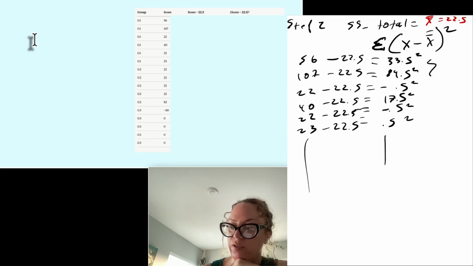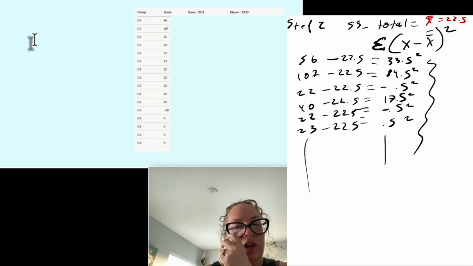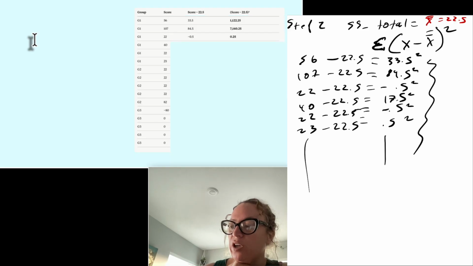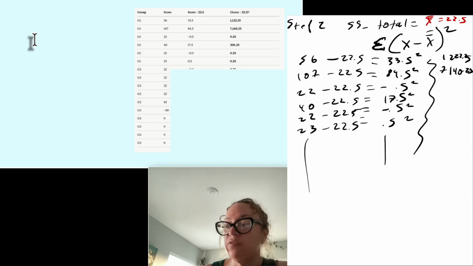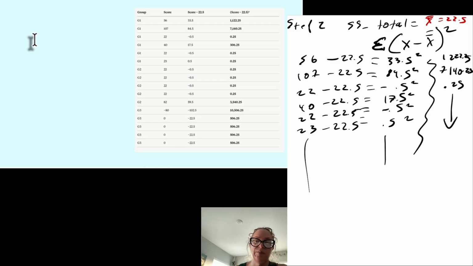Okay. I pretend those are equal signs because I'm tired of drawing them out. So the squared score, 33.5 squared is 1,222.25. 84.5 squared is 7,140.25. Negative 0.5 squared is positive 0.25, etc. Okay, and then you're going to sum all of those up.